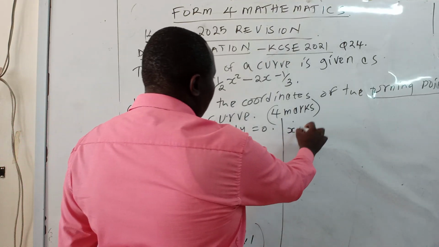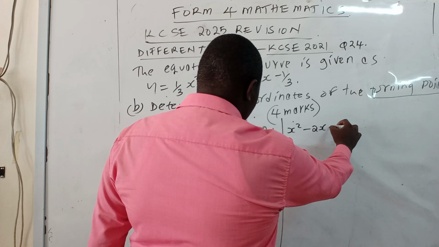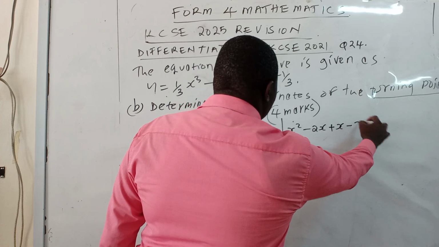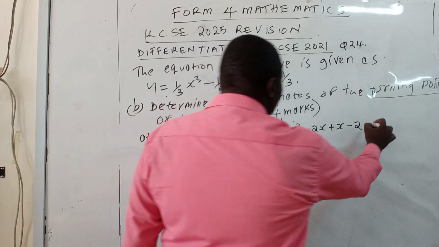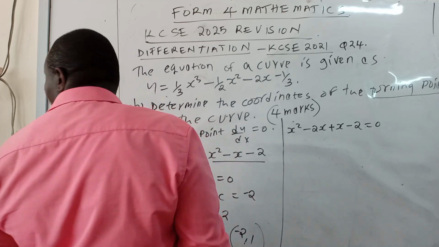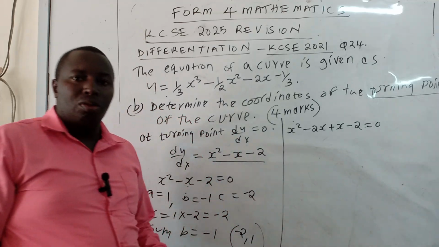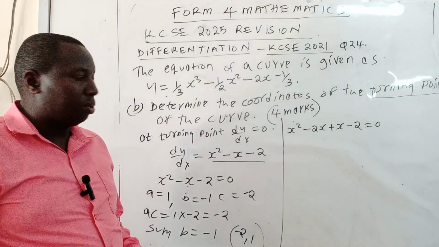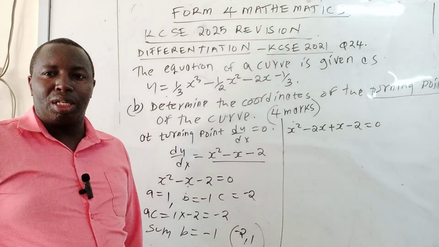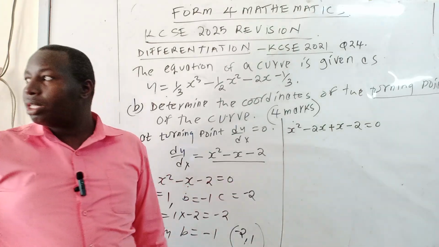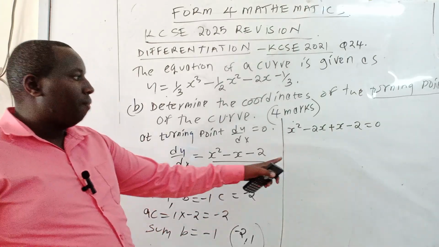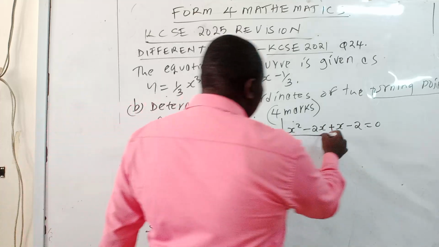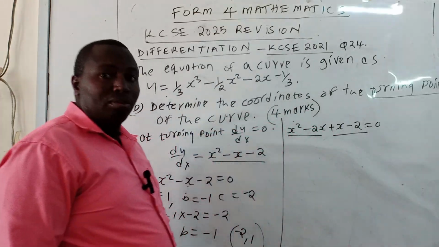You say x squared minus 2x plus x minus 2 is equal to 0. Because now you have already formed an equation. So that's what you get. Therefore, these ones you factorize now.